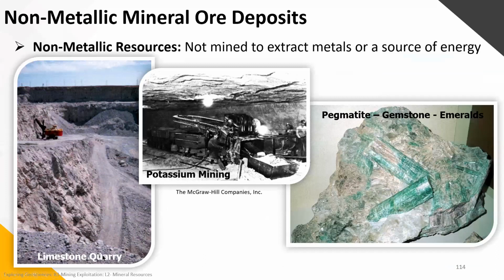These are examples of limestone quarries, the potassium mining out west, and the pegmatites that are formed at deeper depths by slow processes, hence forming big, gigantic minerals and crystals, such as emeralds that are gemstone-like.